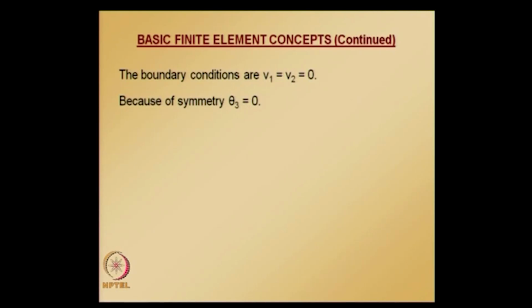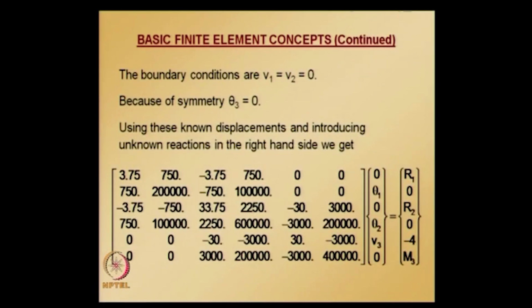So applying these conditions, using these known displacements, and introducing unknown reactions wherever the displacement boundary conditions are 0. When I say displacement boundary condition, I mean both transverse displacement and rotation. Wherever displacement boundary conditions are 0, at the corresponding locations in the force vector the reactions will be there. So using these known displacements and introducing unknown reactions on the right hand side, we get this equation system.